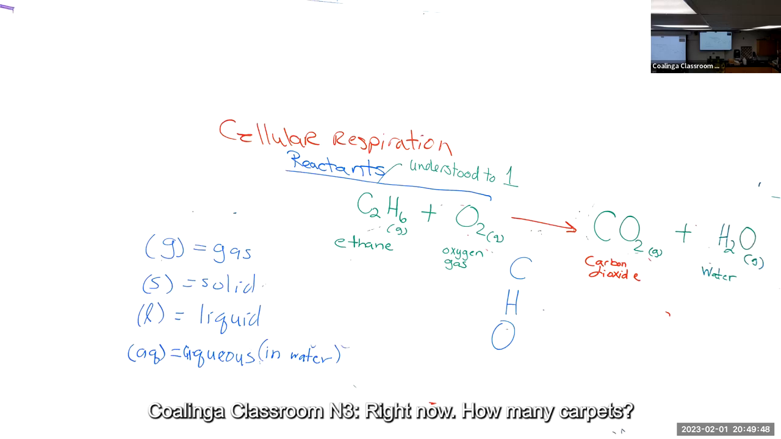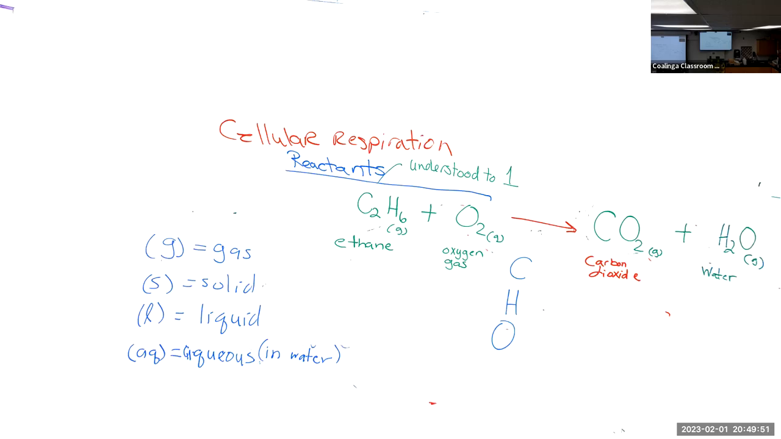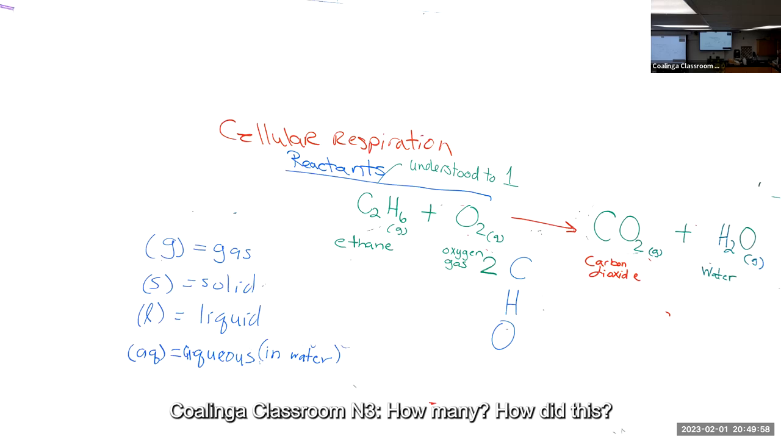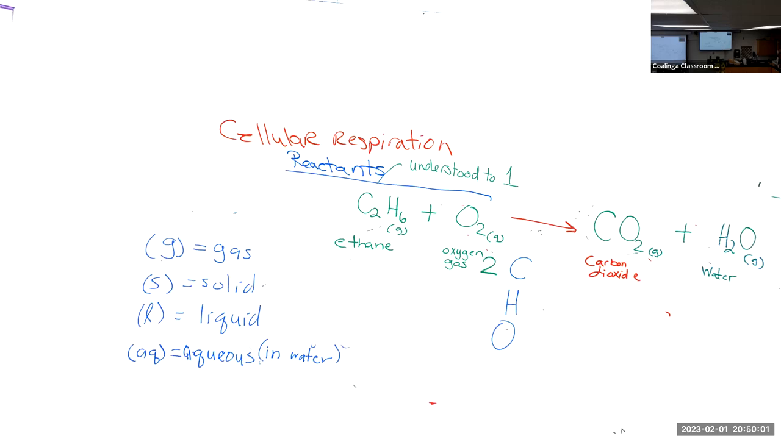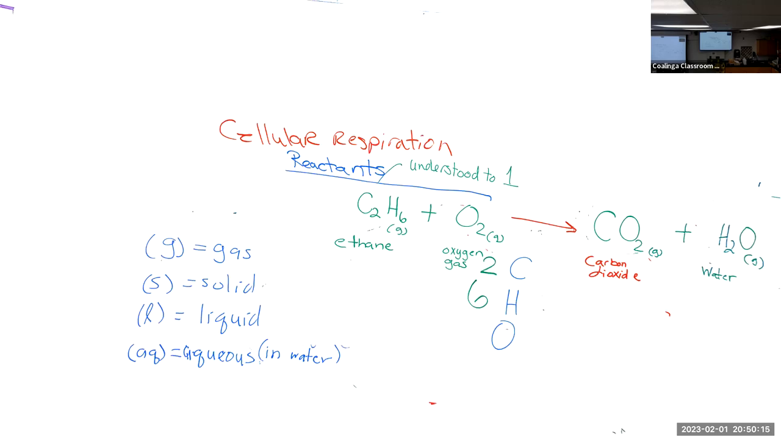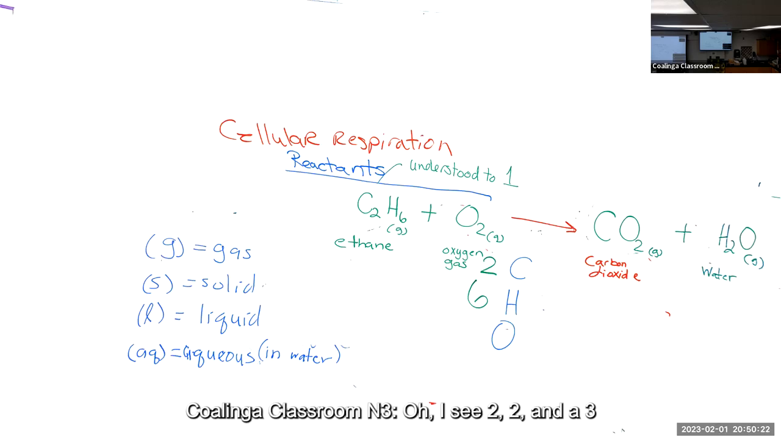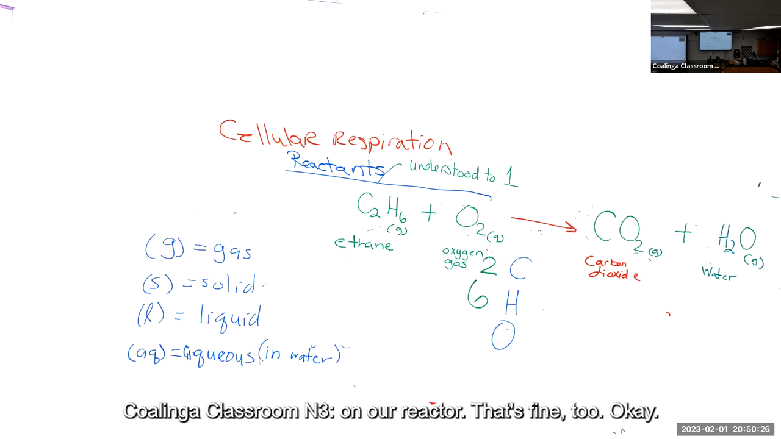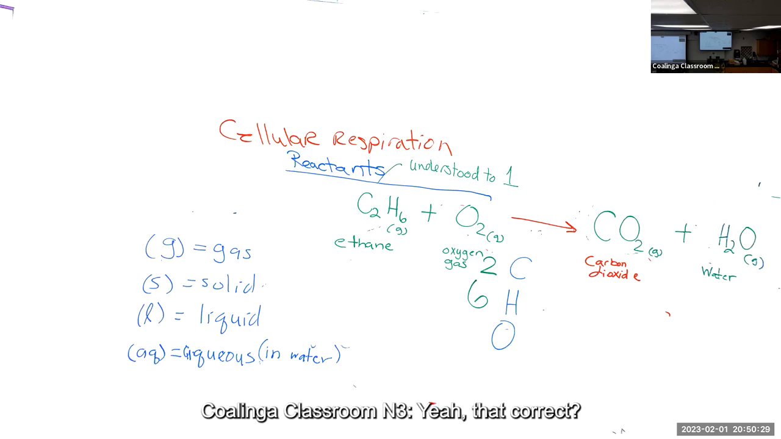Arnel, how many carbons? Okay. How many hydrogens are there? Okay, that's right. We have six. We have two carbons, six hydrogens, and Harnell, how many oxygens? So I see two, two, and a three. On our reactant side, let me specify two. Okay, yeah, that correction.